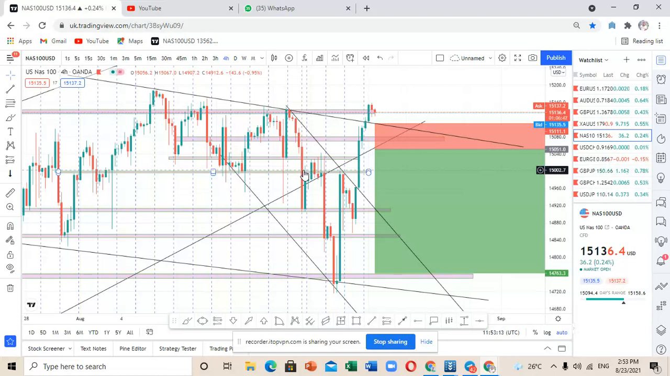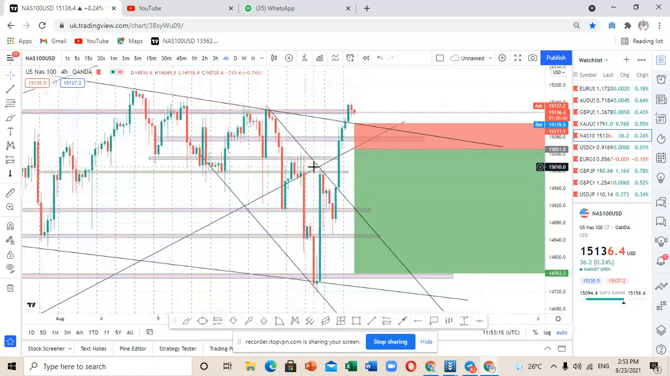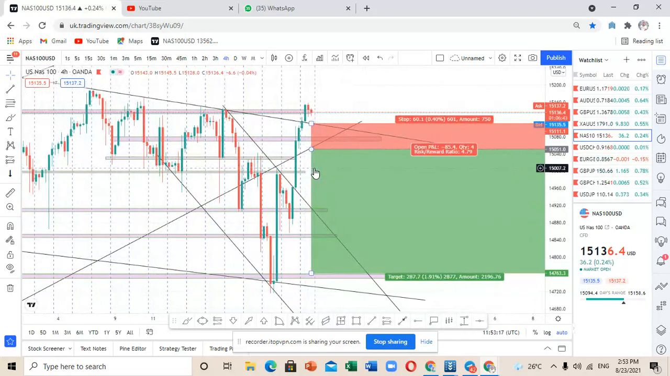The other thing I wanted to explain is that you should not use big leverage. Please use a leverage of 1 to 50. Also make sure that whenever you get into a trade, your stop loss and your take profit are always in place. So that is what I had for you for this week.